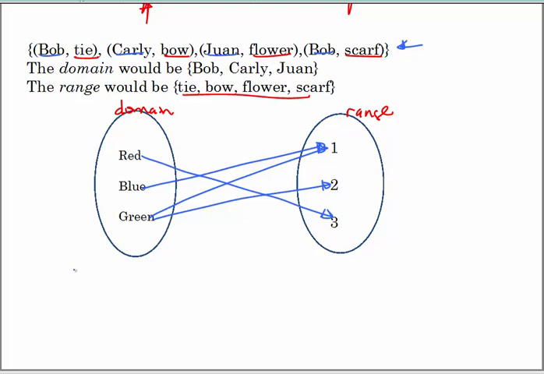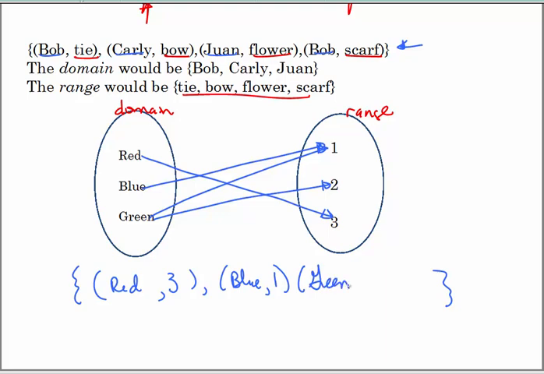Could you write that relation? We could do the set, and that brace is a set notation, and then we have the ordered pairs, and so we would have red matched with 3, blue matched with 1, green matched with 2, and I believe we'd also have green matched with 1 as well. And so then you could go through and name the domain and the range.